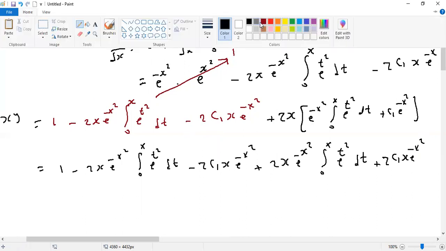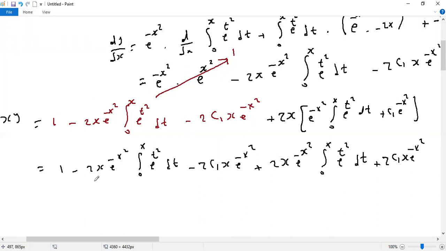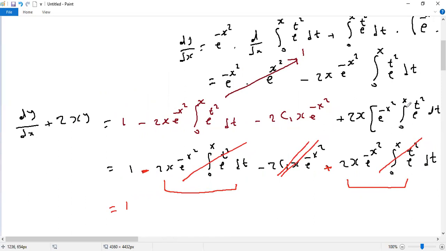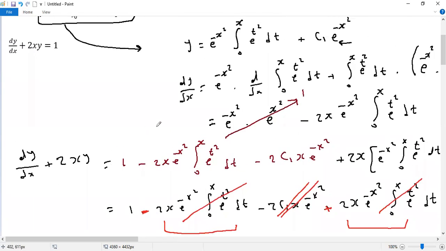Now, if we look here, this term, minus 2x e to the minus x squared times the integral, and this one, plus 2x e to the minus x squared times the integral, are the same, but the sign here is plus and the sign here is minus. So these two terms are 0. And minus 2c1x e to the minus x squared and plus 2c1x e to the minus x squared also cancel: this is negative, this is positive, 0. What is the answer? The answer is 1. That means y is a solution, because dy/dx plus 2xy equals 1.